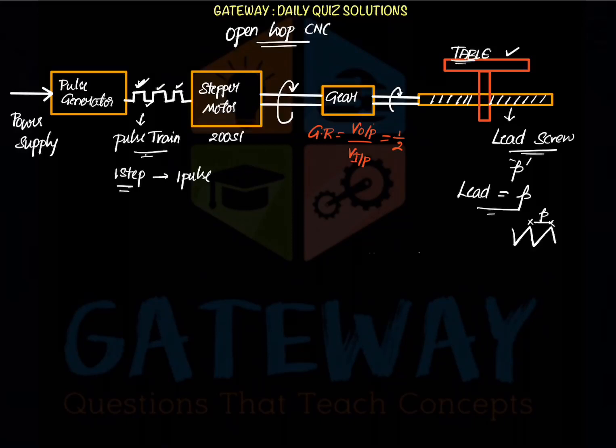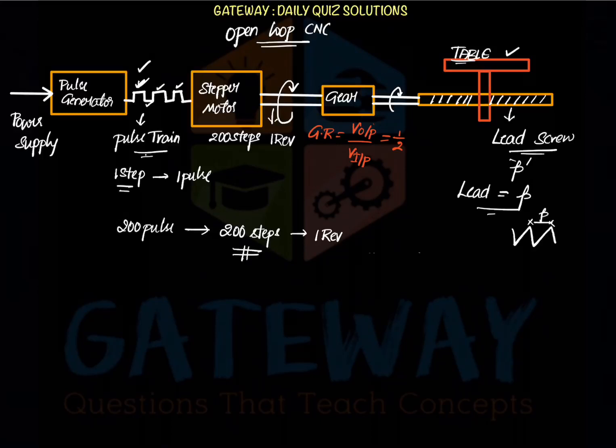So what does 200 steps mean here? If our stepper motor turns 200 steps, then it makes one revolution of its own shaft. So when the stepper motor makes 200 steps, it will take one revolution. How will we make the stepper motor turn 200 steps? We need to give 200 pulses. So for 200 pulses input, our stepper motor will make 200 steps, and that will give us one revolution of the shaft of the stepper motor.